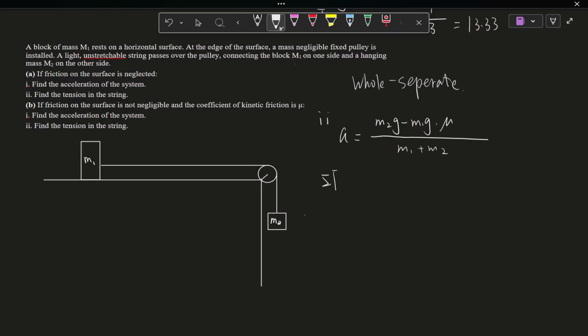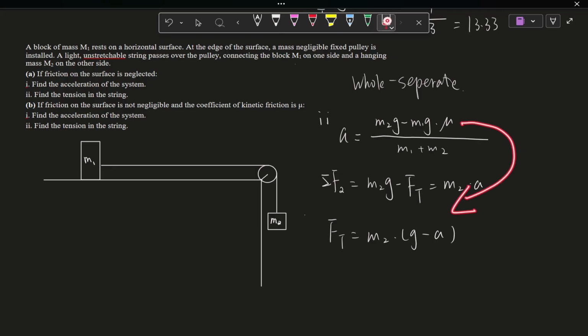The net force for your mass number 2 is equal to m2g minus Ft, because they're pointing in opposite directions, right? And it's equal to m2a. We can plug a in over here, and we can get Ft. First, let's move Ft to one side of the equation. We can get Ft is equal to m2 times g minus a. And then you can plug in the acceleration over here.